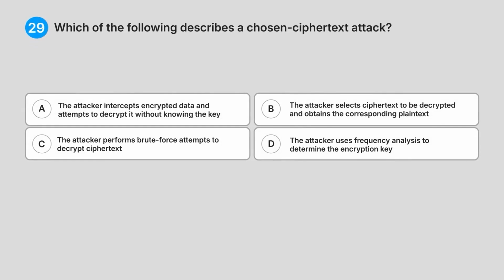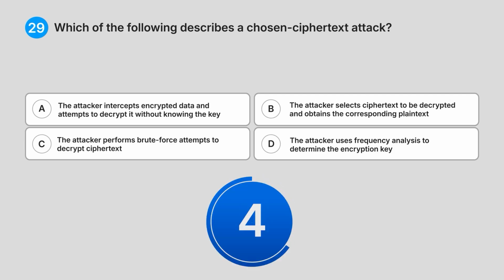29. Which of the following describes a chosen ciphertext attack? A. The attacker intercepts encrypted data and attempts to decrypt it without knowing the key. B. The attacker selects ciphertext to be decrypted and obtains the corresponding plaintext. C. The attacker performs brute force attempts to decrypt ciphertext. D. The attacker uses frequency analysis to determine the encryption key. What do you think is the answer?